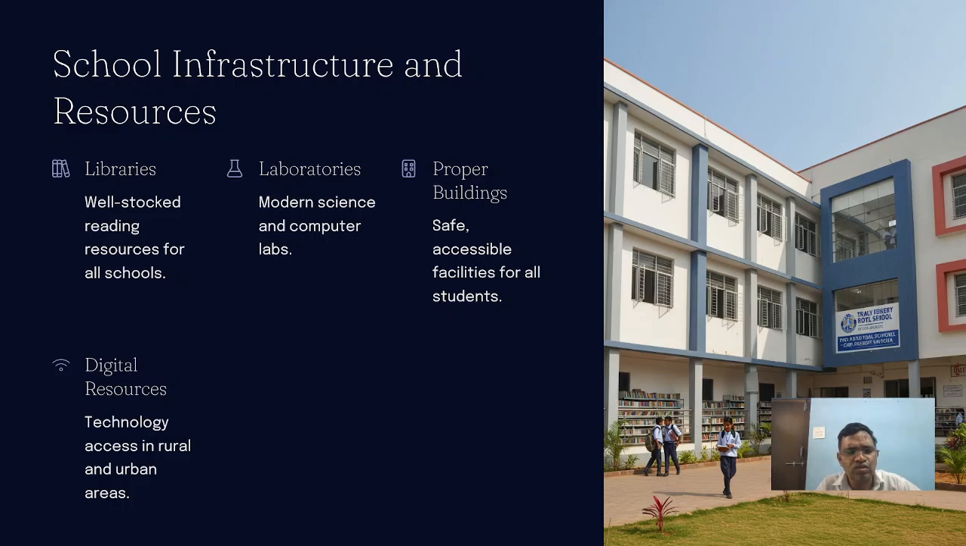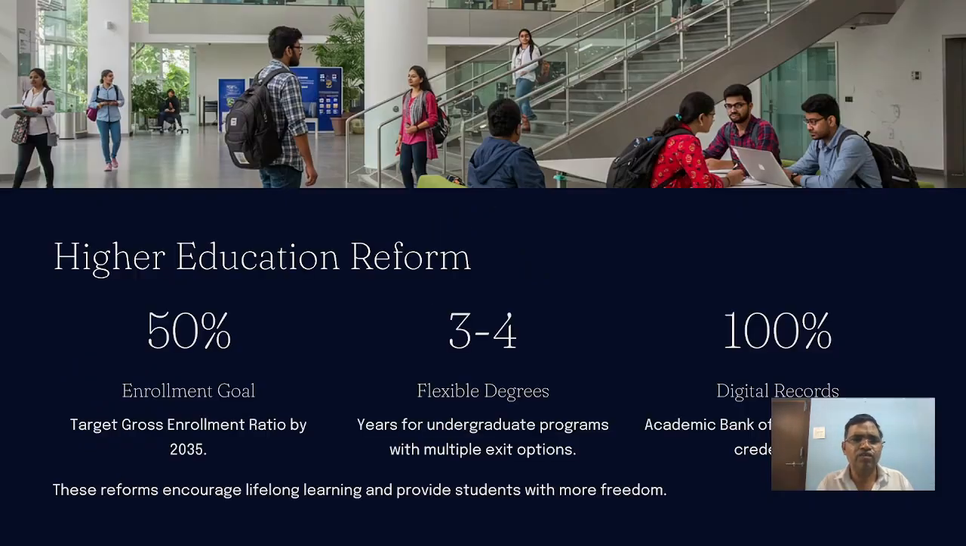Then, of course, there are digital resources, and technology access will be provided in rural and urban areas. So there is free Wi-Fi, something like that, and free computer labs and laboratories, and proper buildings. So it ensures the well-being and growth of the children, and they are going to be well balanced in life.